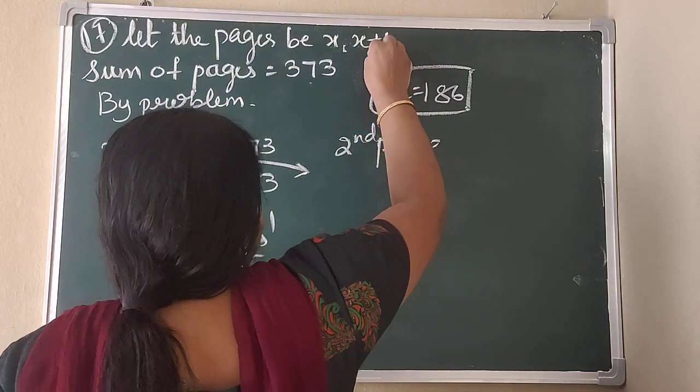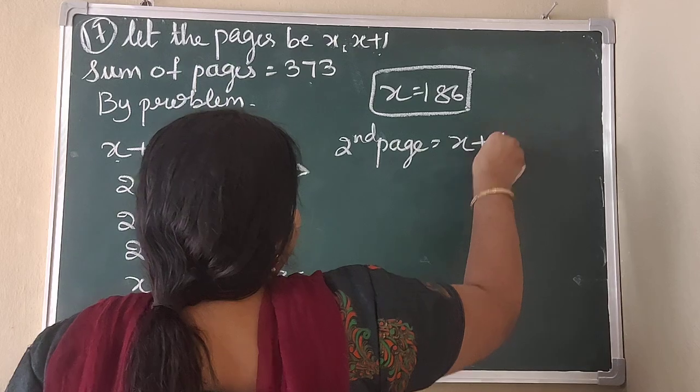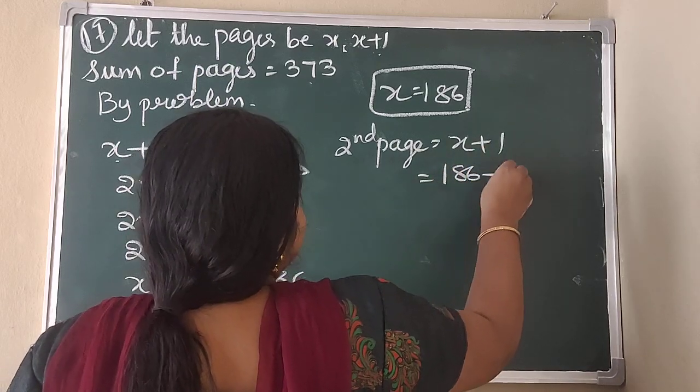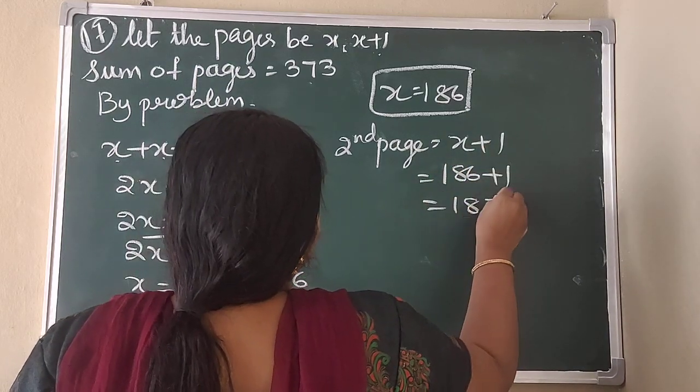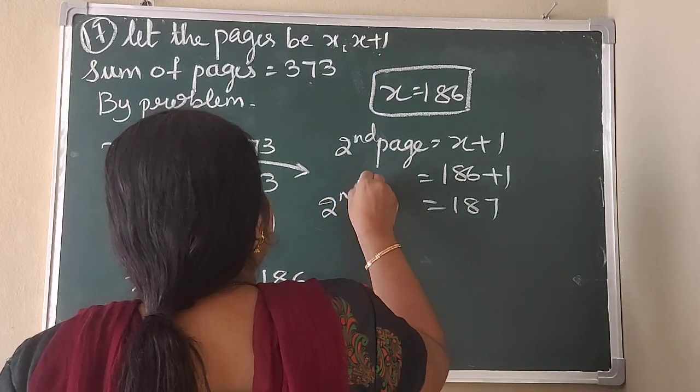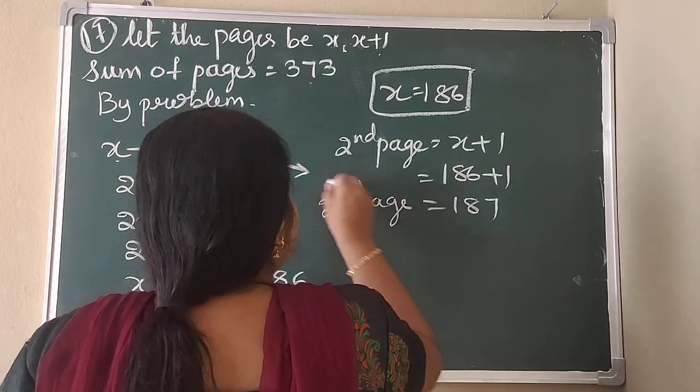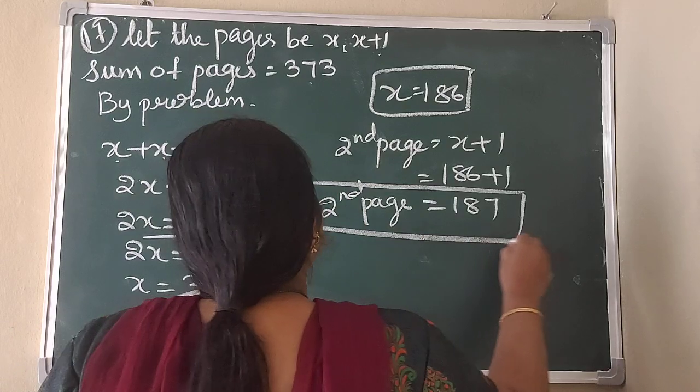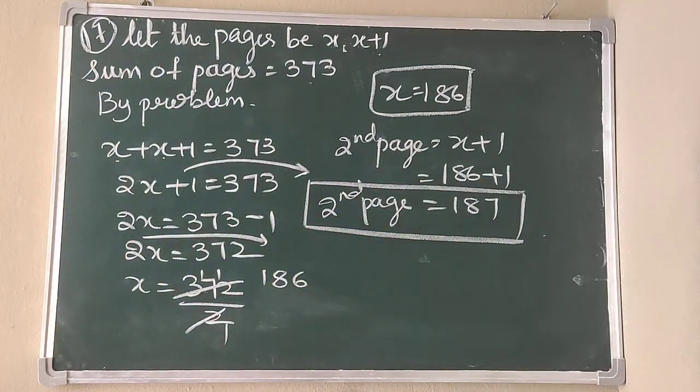Is how much? x plus 1. So x plus 1 will be equal to 186 plus 1, that will be equal to 187. So the second page is how much? 187. So this is our last question in this 17th one.